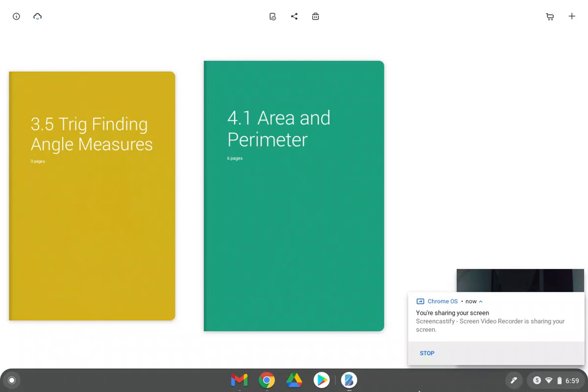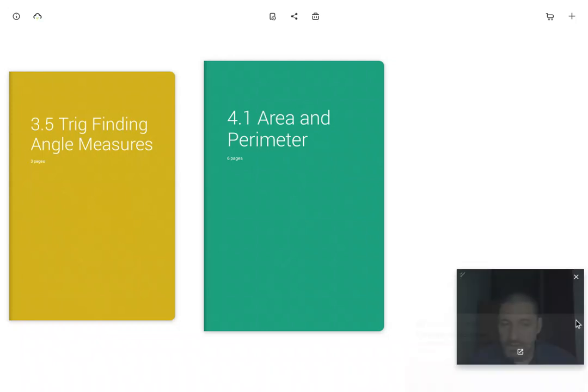Good morning. We are going to start Unit 4 today. Unit 4 is going to be about volume and surface area. To introduce that, we are going to look at area and perimeter.